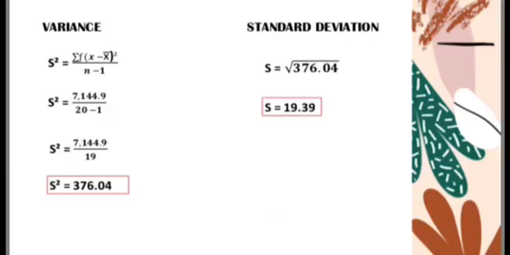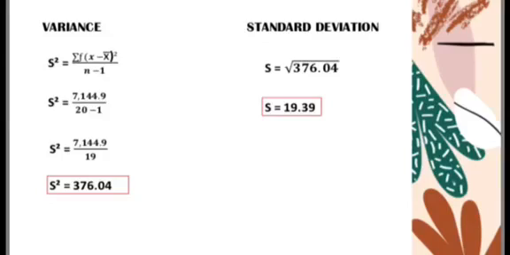To compute the variance, so ito ang gagamitin nating formula. Summation of f times the square of x minus the mean value over n minus 1. So yung n is the total of frequency natin. So, substitute lang natin yan. Ang value natin sa summation of f times the square of x minus the mean value is 7,144.9. Then, yung n minus 1 natin is 20 minus 1. So, ganito na yung ayos niya. 7,144.9 over 20 minus 1. Then, next step is 7,144.9 over 19. 19 na siya kasi 20 minus 1.